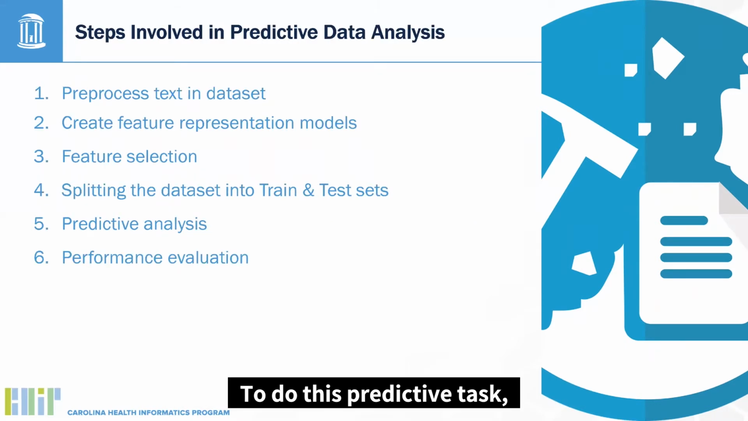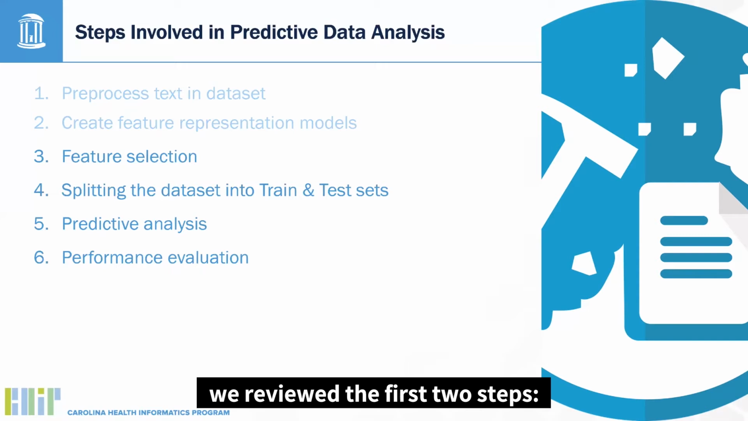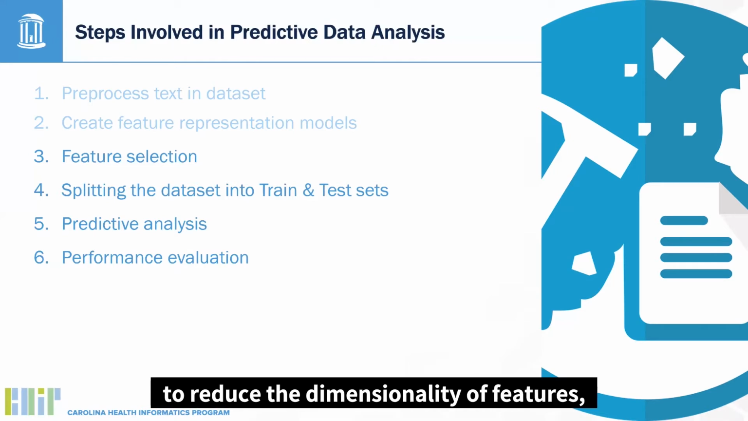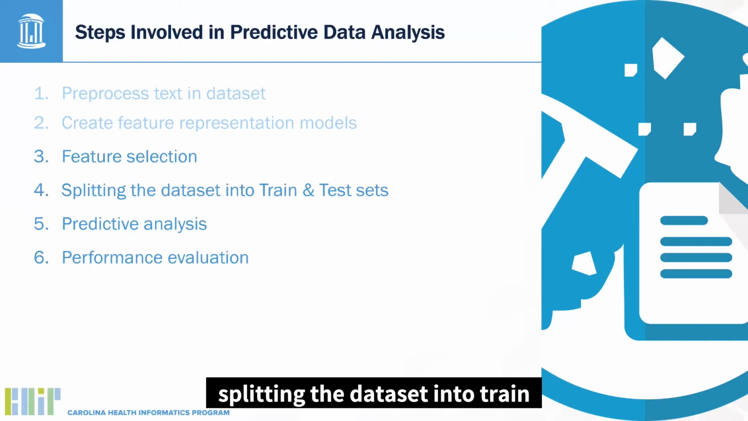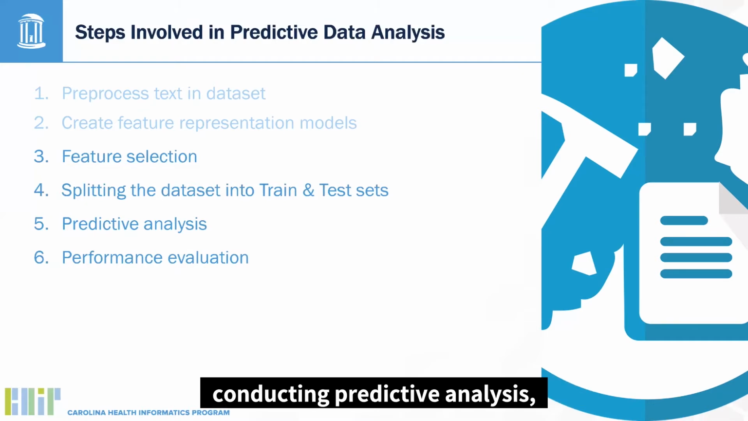To do this predictive task, we go through several steps. If we recall, we reviewed the first two steps, pre-processing text and creating feature representation. The remaining steps are selecting features to reduce the dimensionality of features, splitting the dataset into train and test sets, conducting predictive analysis, and comparing the performance of each prediction model.